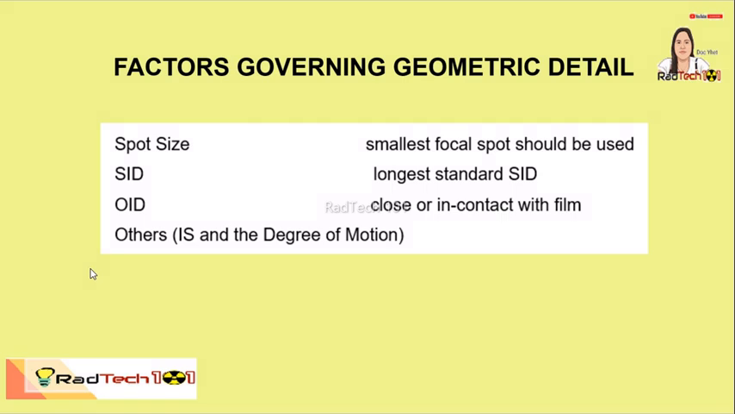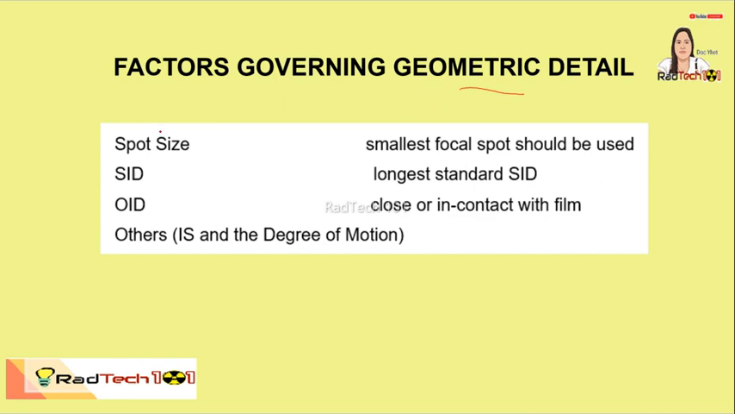So good day, everyone. We will continue with our discussion in principles of imaging. What we have discussed before was contrast and radiographic density. We will proceed now with the factors governing the geometric detail. Again, when we say geometric detail, it refers to the sharpness of the image on the radiograph.